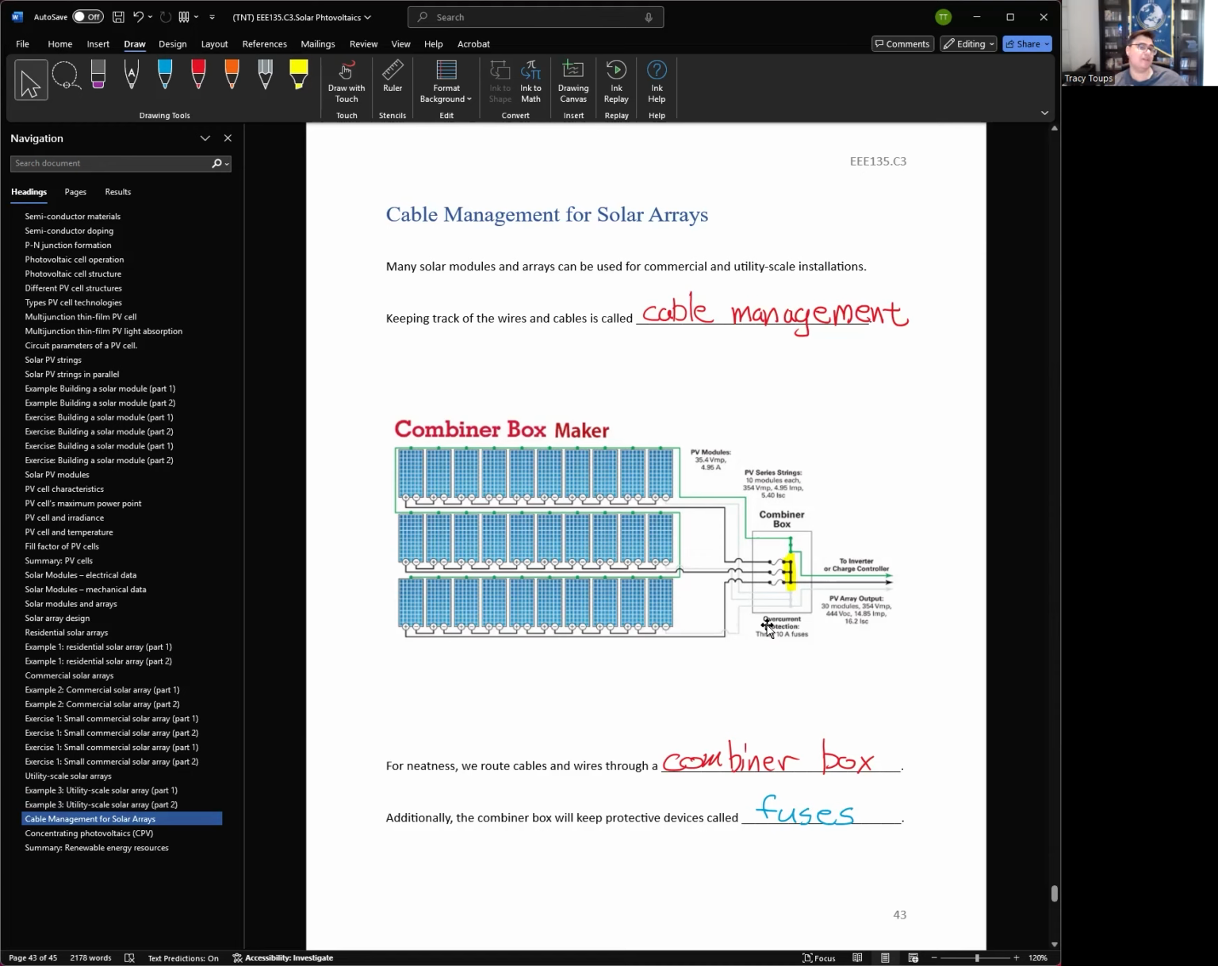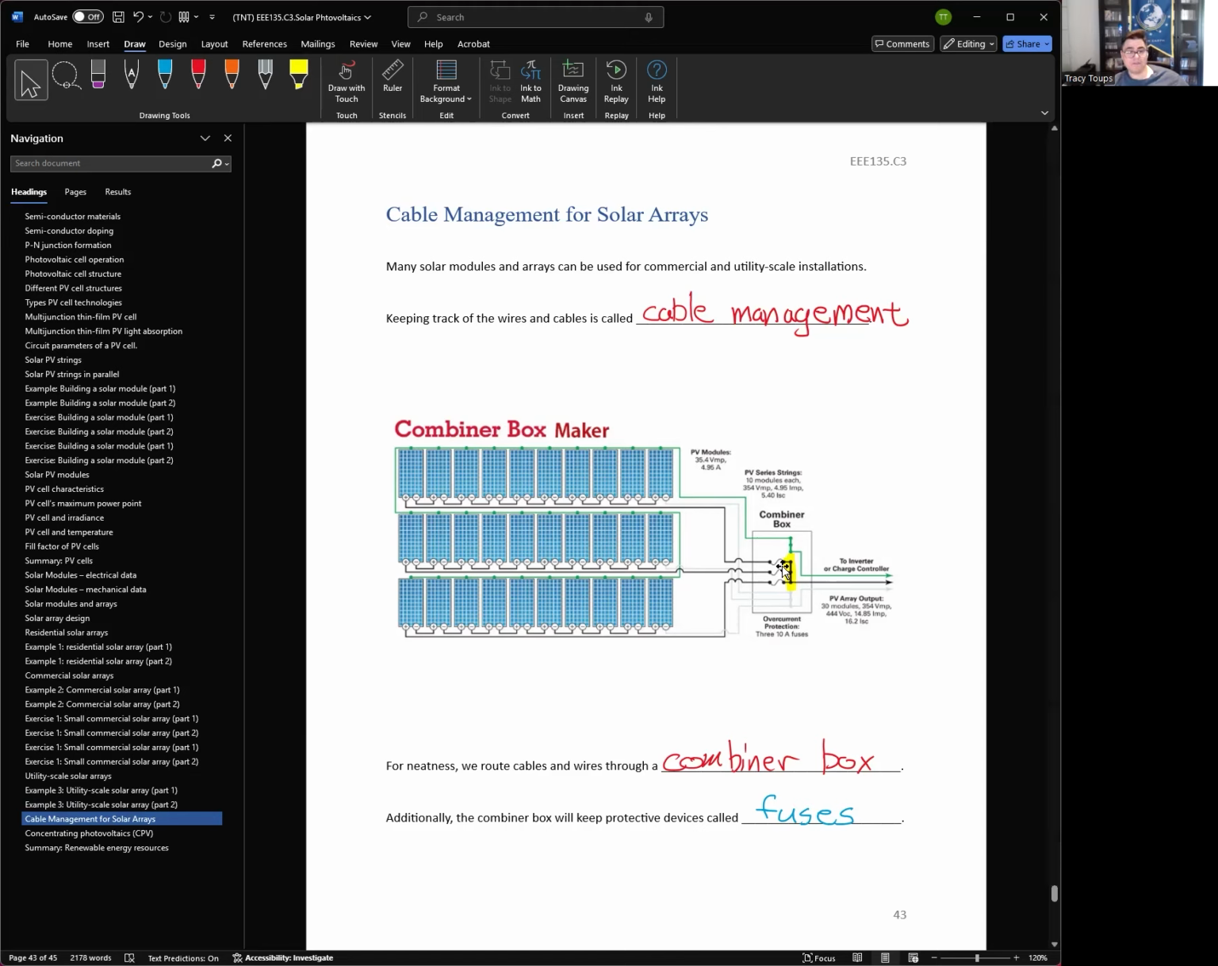We want to put protective devices in case something goes wrong. If there's too much current, we don't want to burn up the solar modules. We don't want to burn up the combiner box or the wire. So we put in these safety fuses, so in case there's an accident, it'll burn up and disconnect automatically.